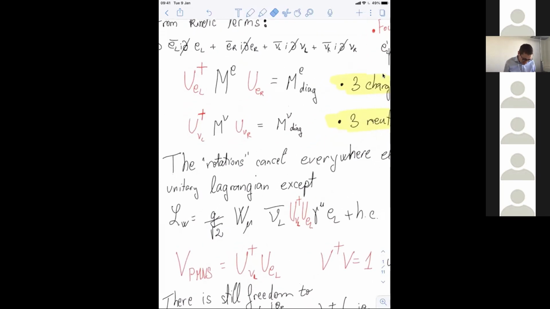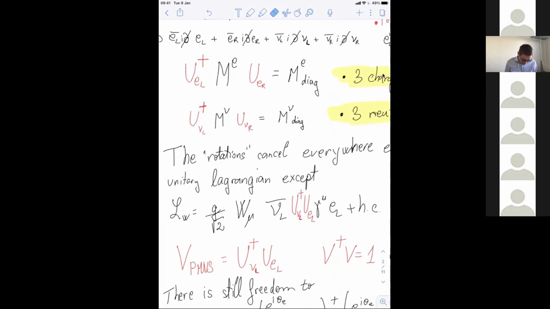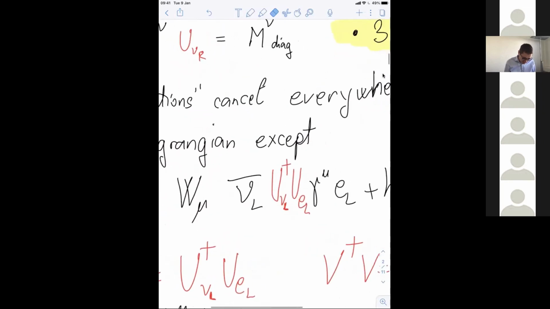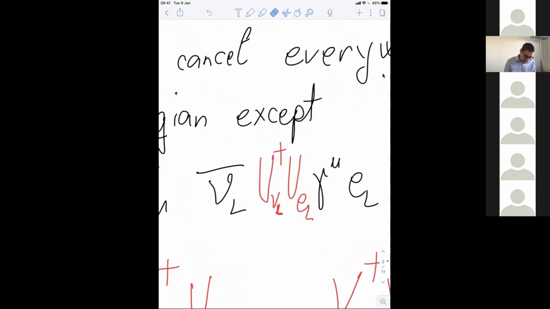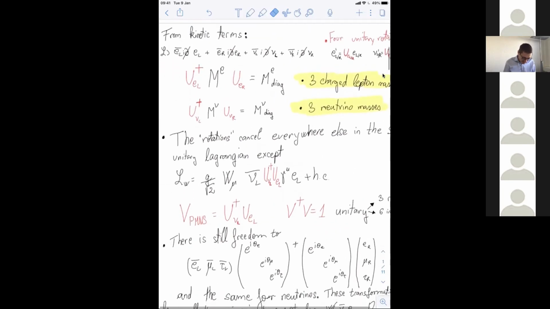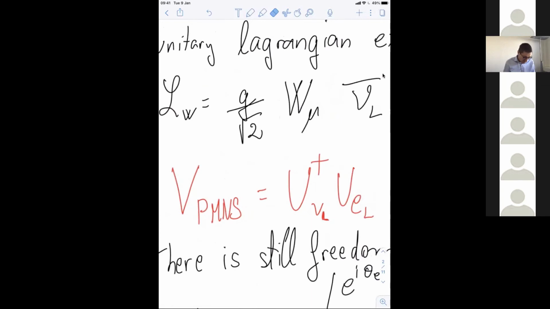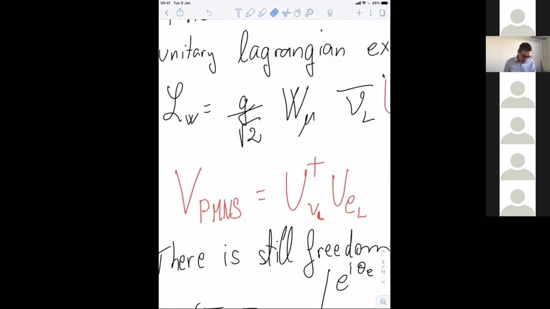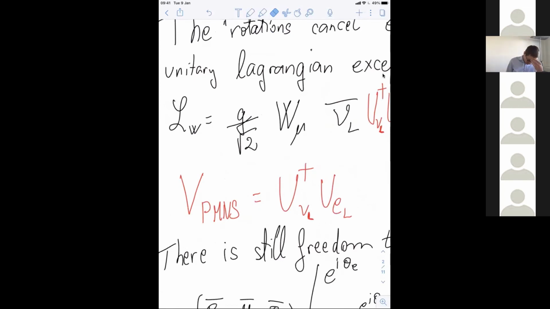The only place where it doesn't cancel is in the interaction of the W. Why? Because W couples different representations under the broken gauge symmetry, under QCD and QED. In particular, W couples neutrinos and electrons, and also it couples up quarks and down quarks. So when you do the rotation, you will have a left-handed neutrino rotation and the electron one. And this is called the PMNS matrix, V_PMNS. It's also a unitary matrix. The product of 2 unitary matrices is a unitary matrix.